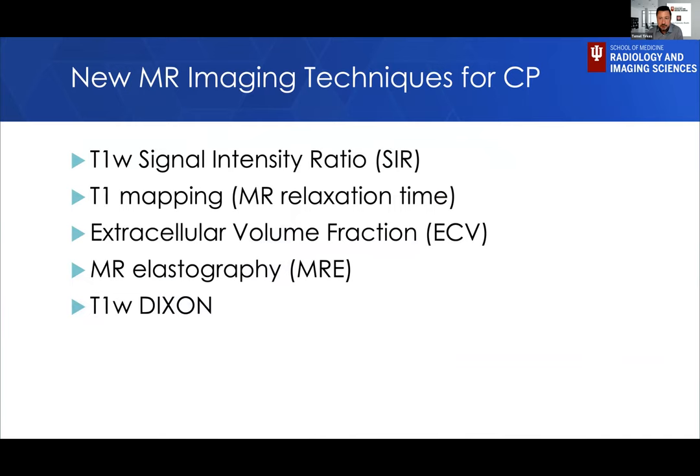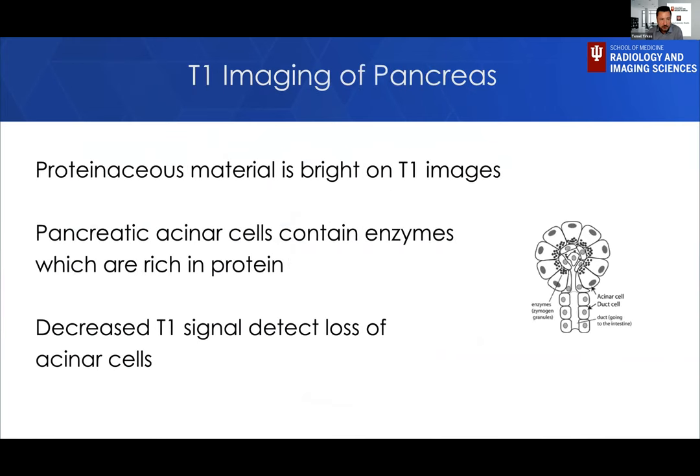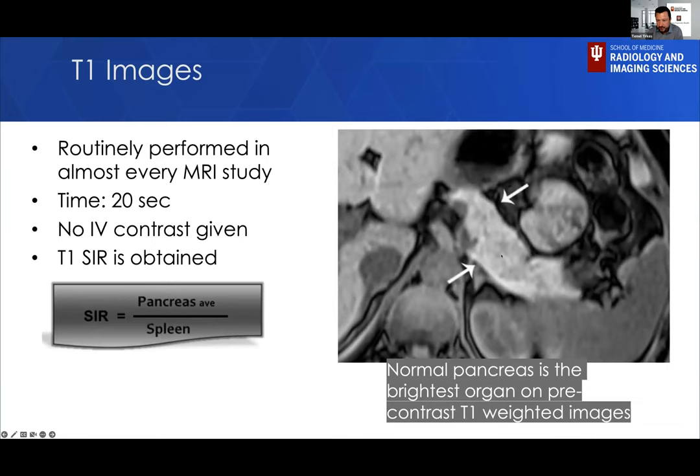For this reason, new MR imaging techniques for chronic pancreatitis have been developed, and these have been published in the literature. T1 imaging of the pancreas is the most promising technique so far, and it basically detects the proteinaceous material within the parenchyma. The more proteinaceous material, the brighter the T1 image is. As can be seen here, this is a normal pancreatic parenchyma. This is the spleen and liver. The pancreas is the brightest organ on pre-contrast T1 image if everything is normal.